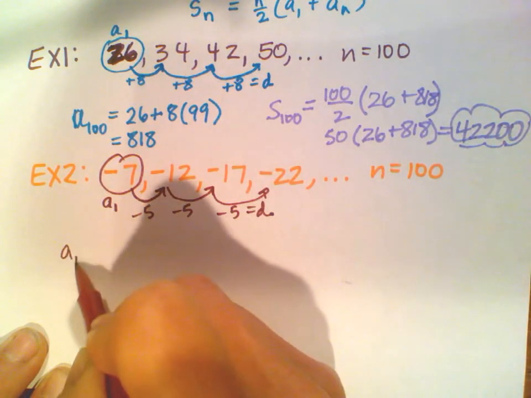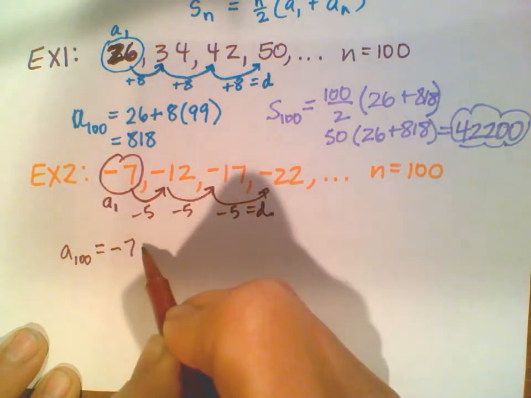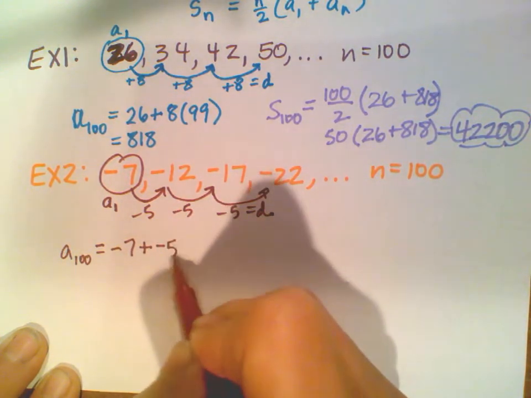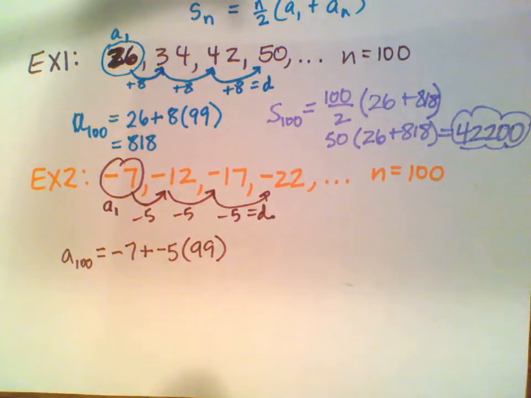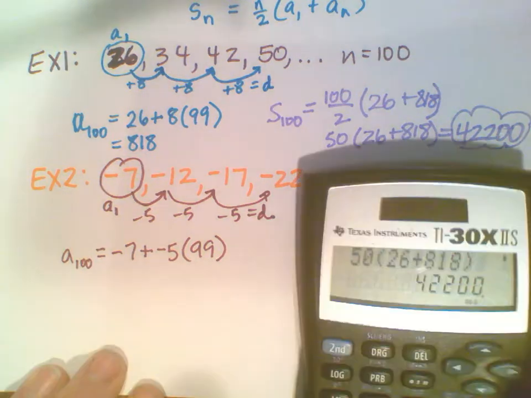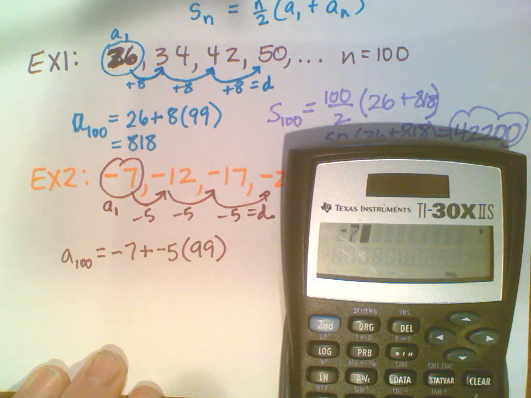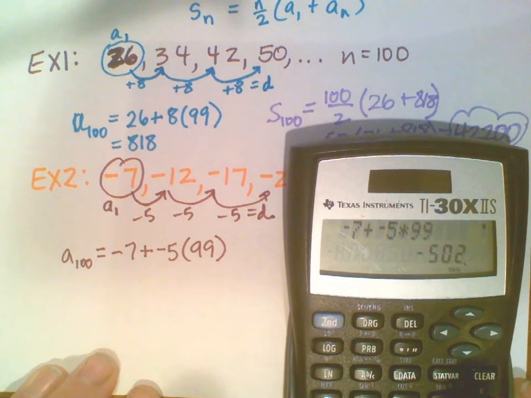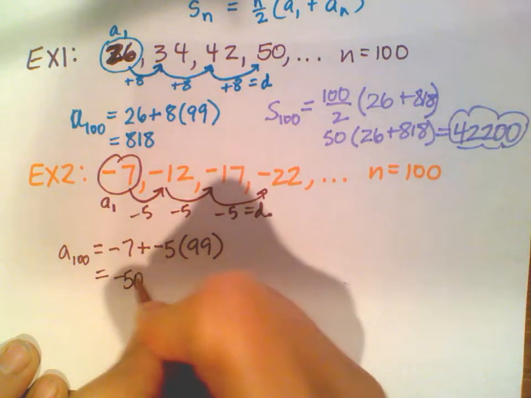So a sub 100 is my first term plus my d times 99. Again, the 99 comes from 100 minus 1 because we are doing 99 terms after the first term. And then I pull out my calculator again, and I do negative 7 plus negative 5 times 99. And I get negative 502, so my 100th term is negative 502.